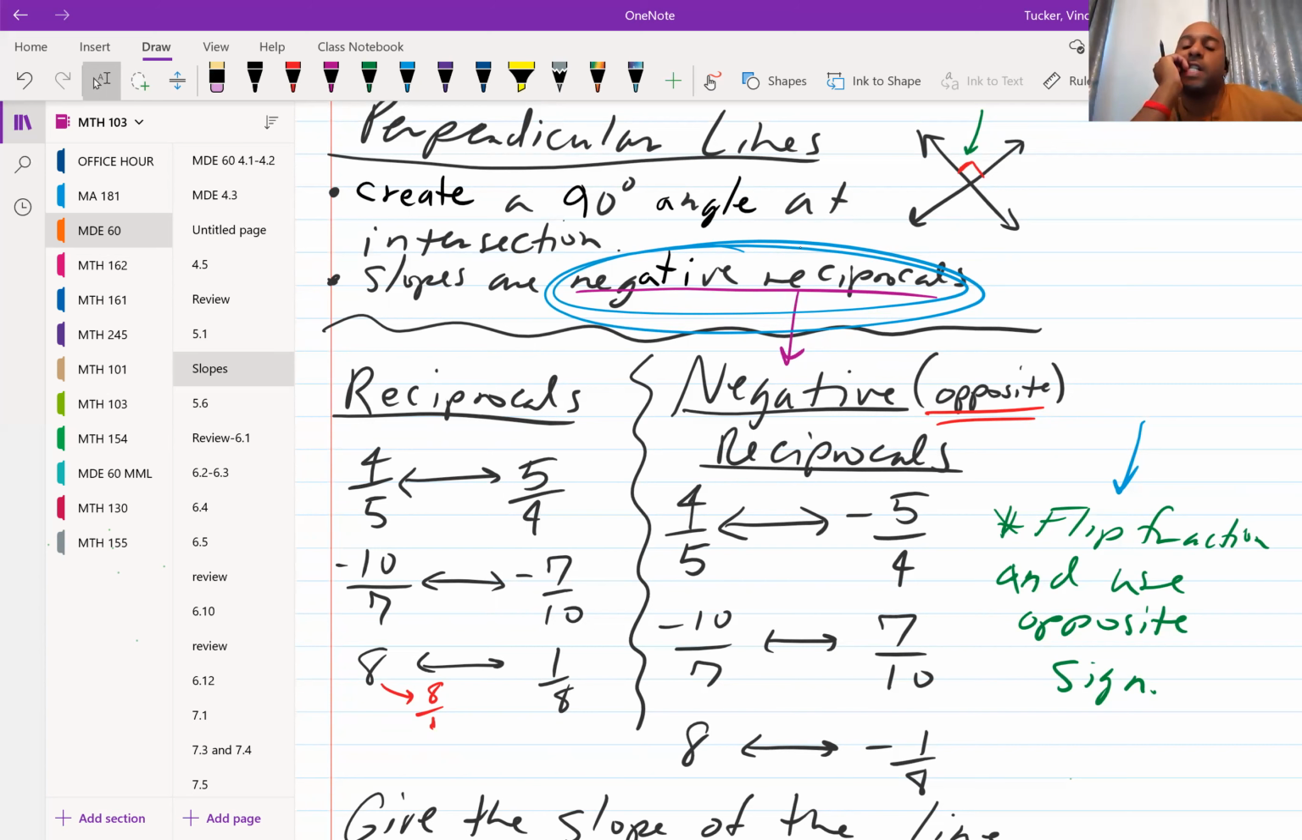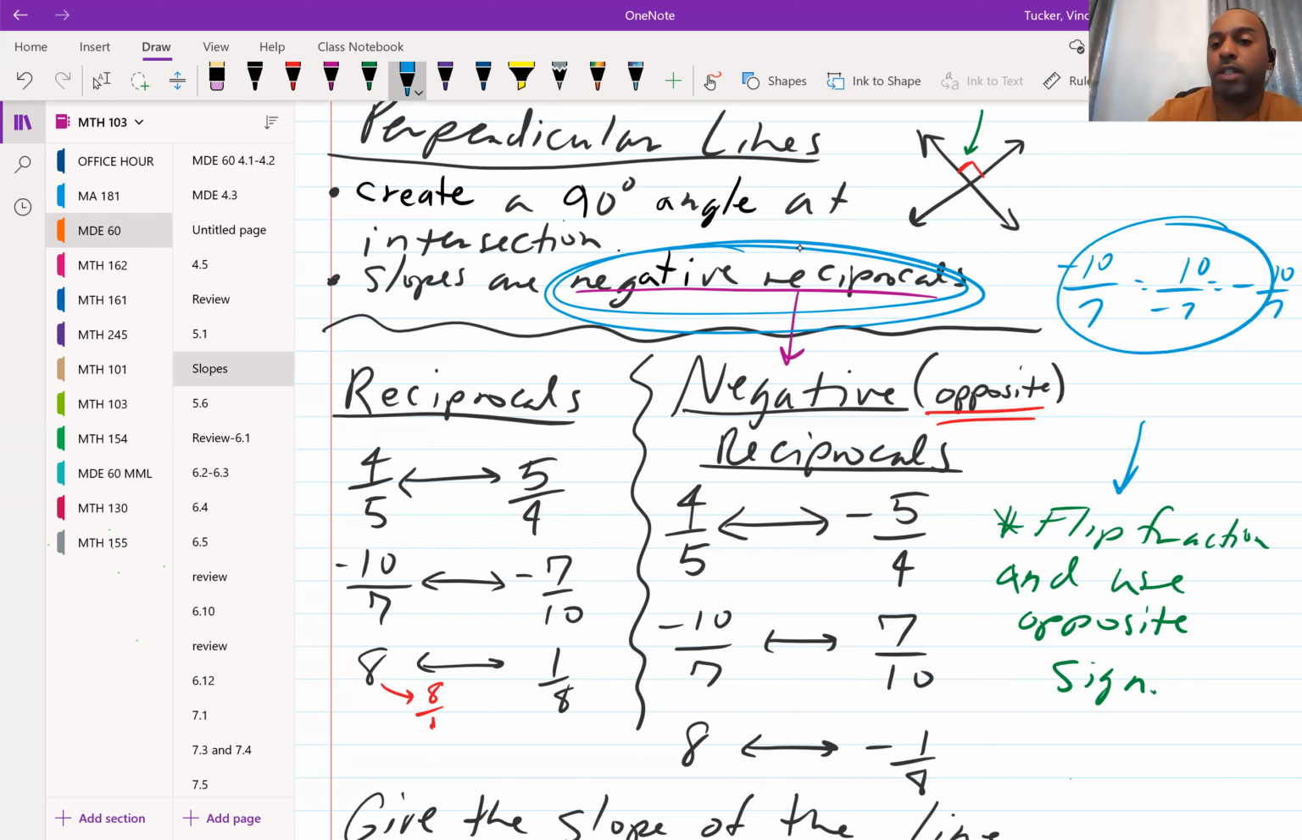Questions. Mr. Tucker? Yes, sir. I'm looking at the reciprocals right here. You see negative 10/7. Is the whole fraction negative or just that 7? The whole fraction is considered negative. And so whether you write negative 10/7, or 10/-7, or you put the negative out front, all of that still means the same thing. Good question.